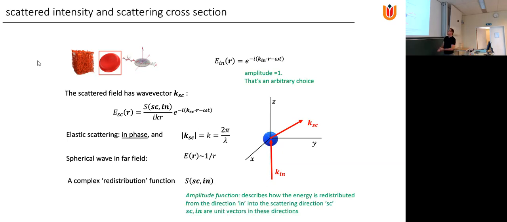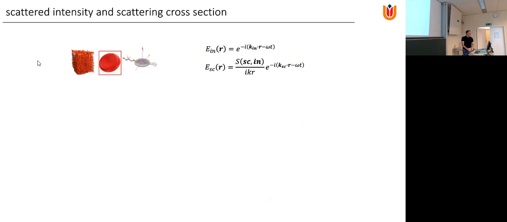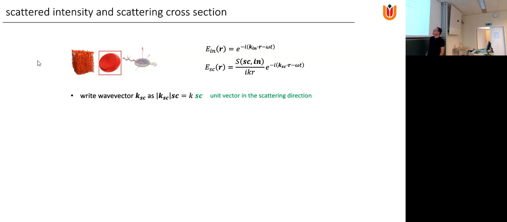So a spherical wave in the far field means that the electric field scales with 1 over r, and a complex redistribution function, or amplitude function, describes how the energy is redistributed. So given these two equations, with a little bit of manipulation in the notation, we're going to write the wave vectors as a function of their magnitude and the unit vector.